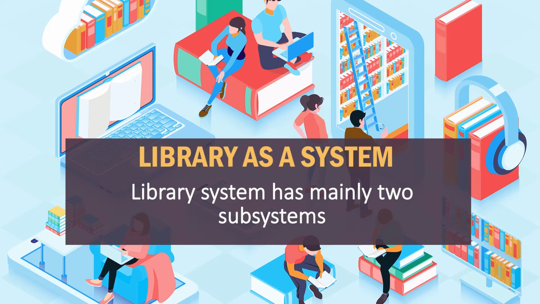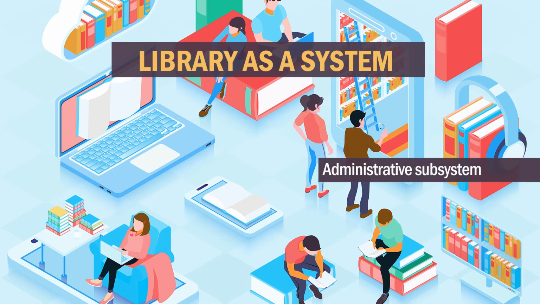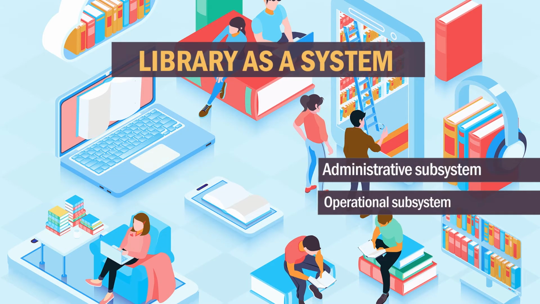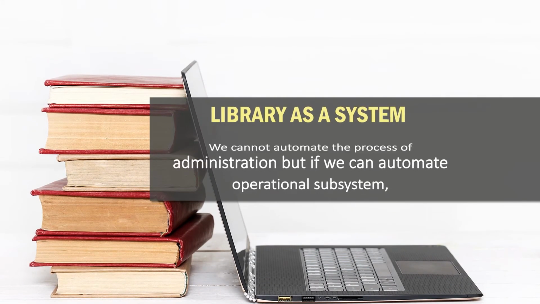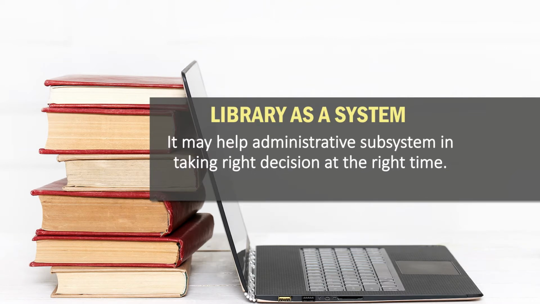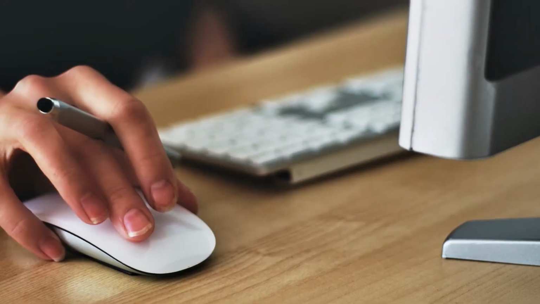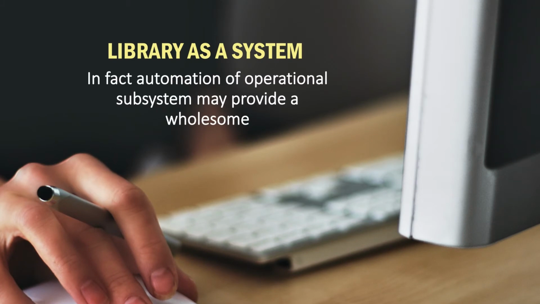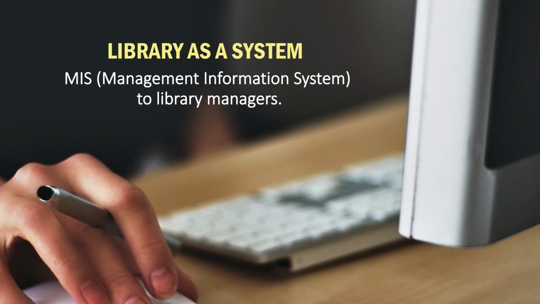So it takes the library as a system, and a library of any type or size has mainly two subsystems. One is the administrative subsystem and another one is the operational subsystem. As I said earlier, the administrative subsystem we cannot automate, but the operational subsystem can generate lots of data, statistics, and reports, and that can help as an input to the administrative subsystem, because on the basis of that data, statistics and reports, a library manager can take important, informed decisions. In fact, automation of the operational subsystem may provide a wholesome MIS to library managers.